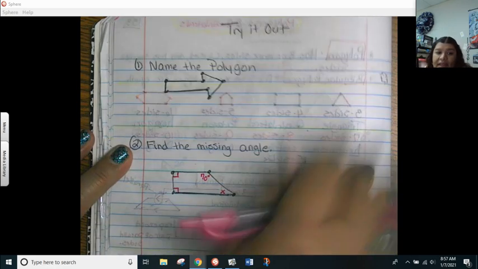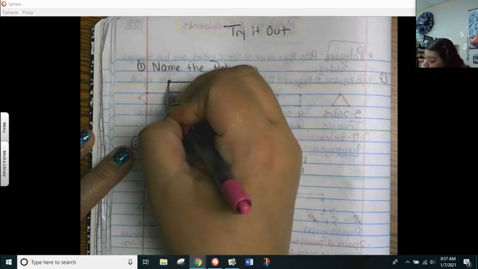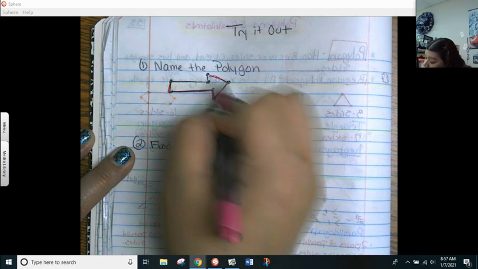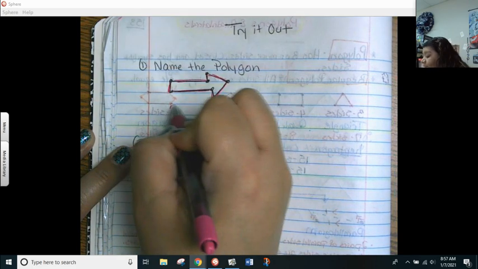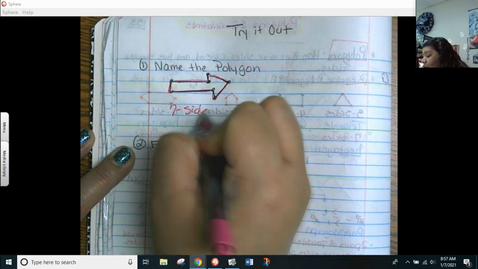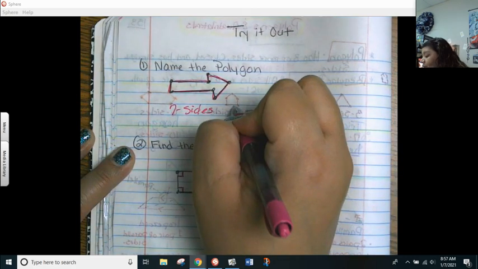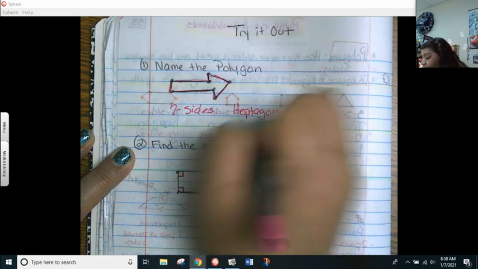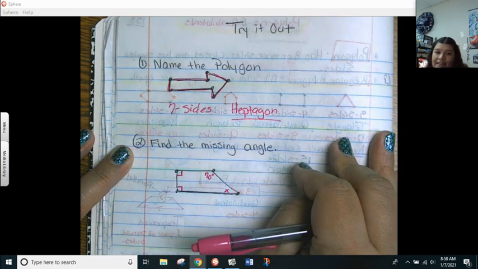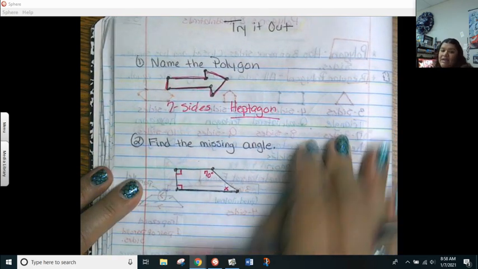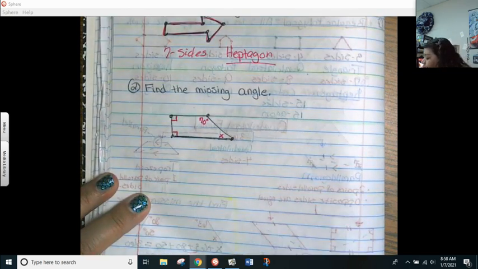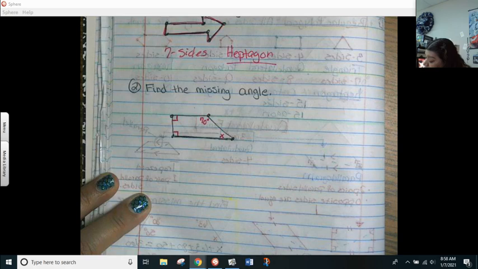All right, let's see how you did. Let's count the sides. So here is 1, 2, 3, 4, 5, 6, 7. This has 7 sides. And if you remember, the 7-sided figure is called a heptagon. Okay, how'd you do that one? Don't put hexagon, it's a heptagon. Okay, and then for the missing angle, let's see.